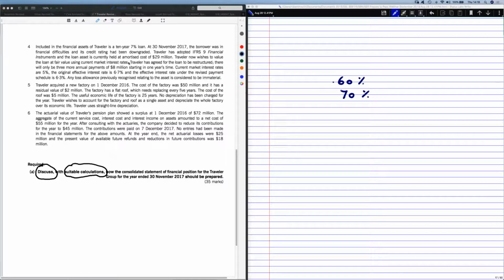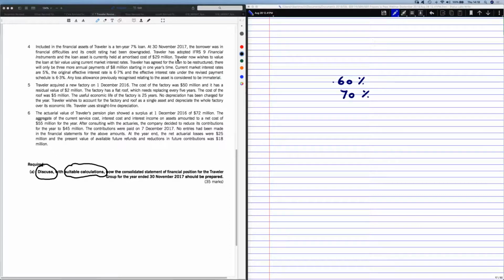And the first thing I want to just ask you is this, please. We've got a 10-year 7% loan. Traveller has adopted IFRS 9 and it is currently held at amortised cost. Now remember, the asset is going to be measured at amortized cost if the business model is to hold to collect the contractual cash flows, and those contractual cash flows are solely interest and principal. That's what we talked about the other day.